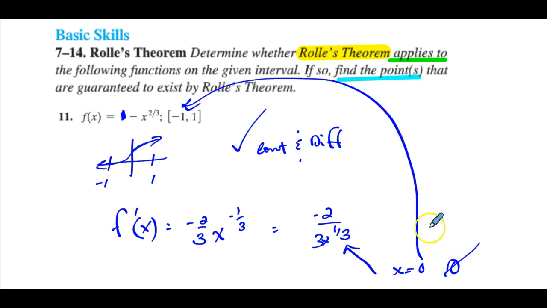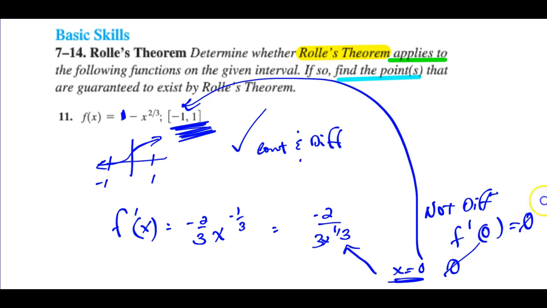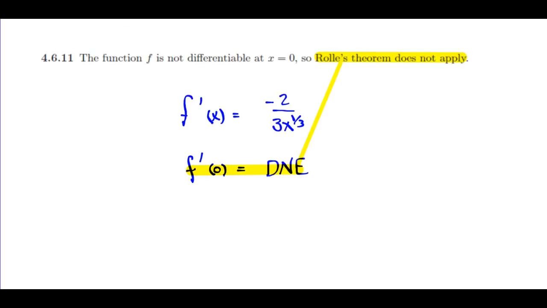And so I would say it's not differentiable over all of those points in the interval. Since f prime of 0 is undefined and 0 is in this interval, I would say this one is not determined. I can't apply Rolle's theorem to this. Let's see what the author says.